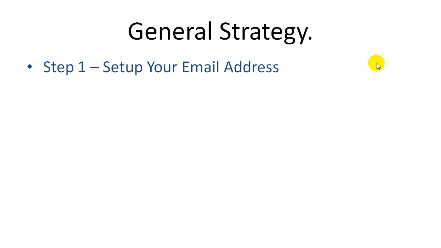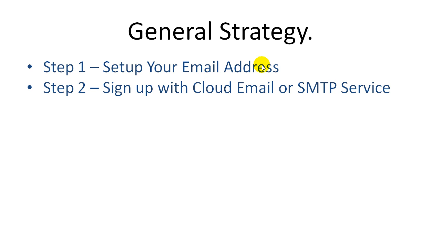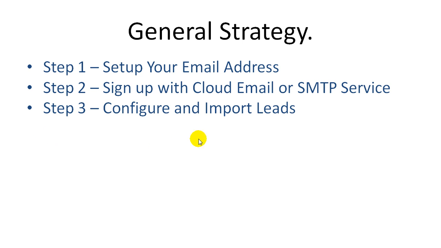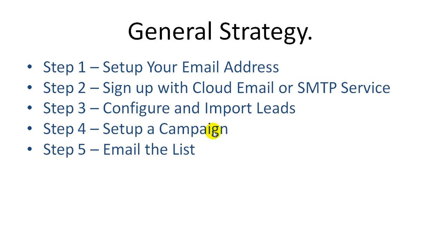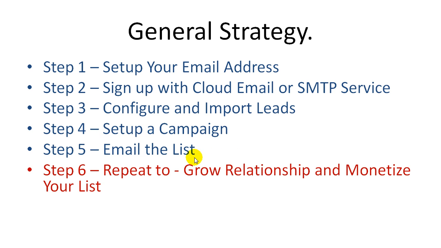Okay, so the general strategy is, of course, you're going to set up your email address, and you're going to need to have access to cPanel. We're going to sign up for your cloud email or SMTP service, which is Mailjet.com. Step number 3, we're going to configure your Mailjet account. We're going to take the leads that you have, we're going to import them. We're going to set up a campaign. I'm going to show you 3 different campaigns. We're going to email the list, and you can rinse and repeat. Then you can focus on growing your relationship with your list and monetizing your list.